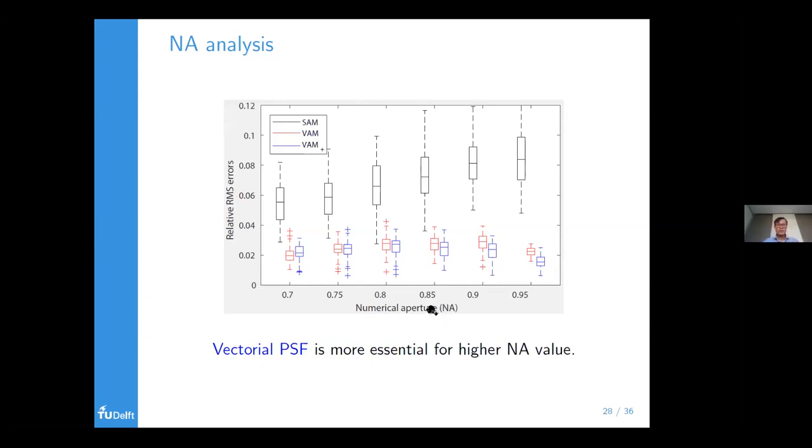And we observe that the difference between the scalar and the vector phase retrieval is larger for higher numerical aperture. Because our primary problem is for numerical aperture 0.95, that's why we need to develop the vector phase retrieval. The scalar phase retrieval gets more and more error for higher numerical aperture.